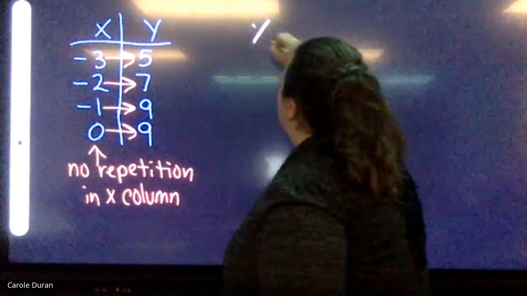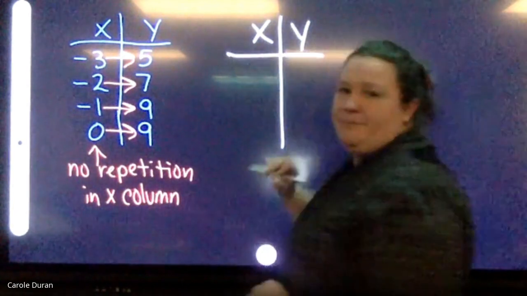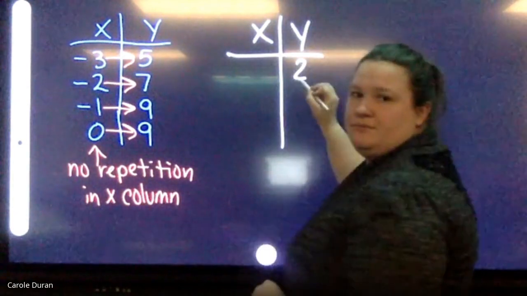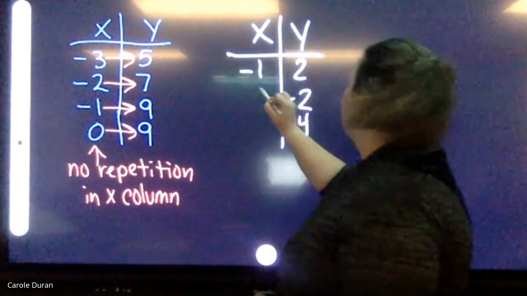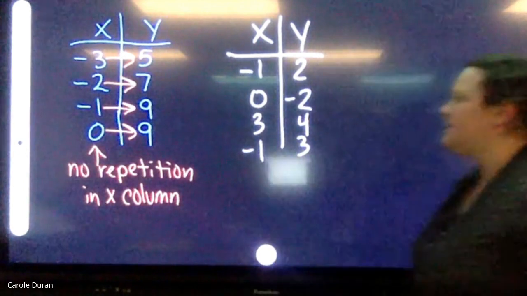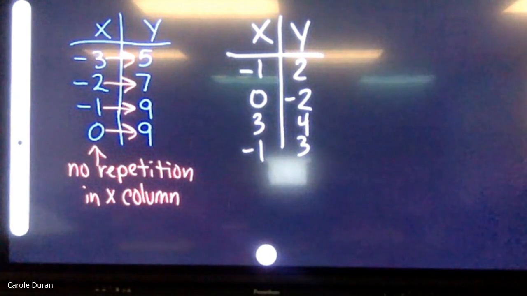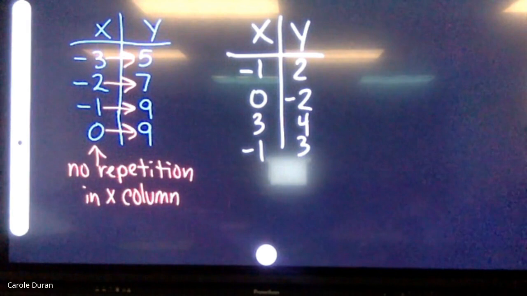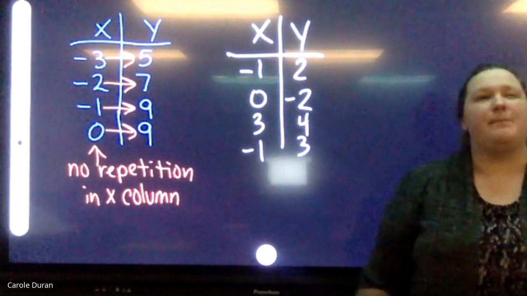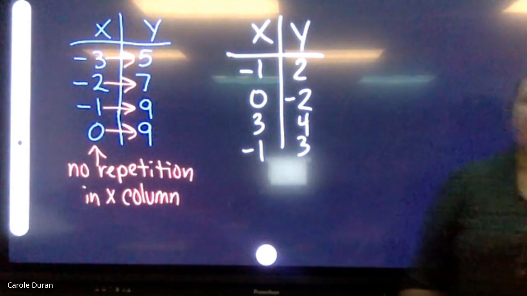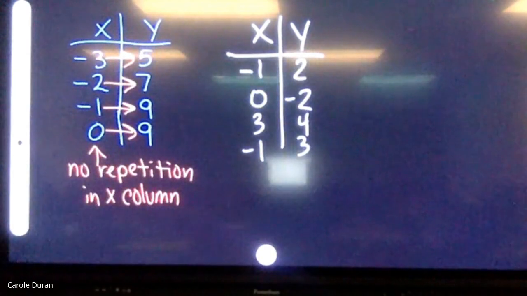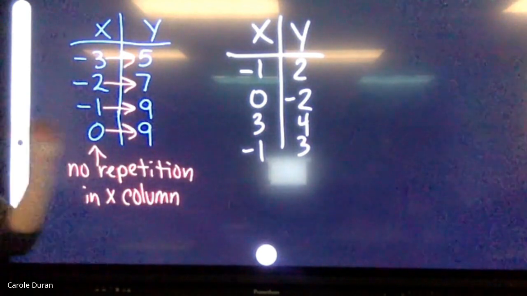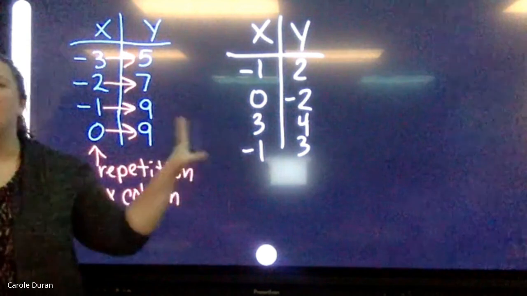Okay, so the next table we're going to consider is this table. We are looking to determine whether or not this table represents a function. Think to yourself first, and then when you have an answer, raise your hand. The question is, is this relation a function?